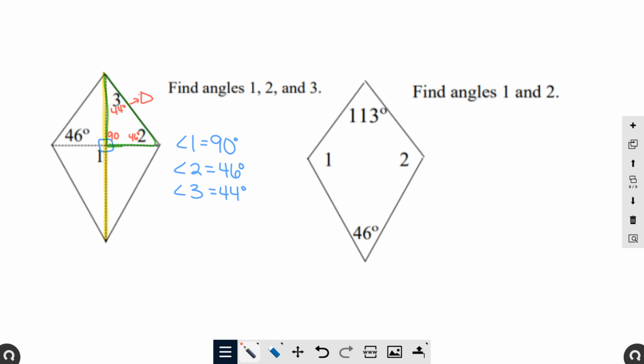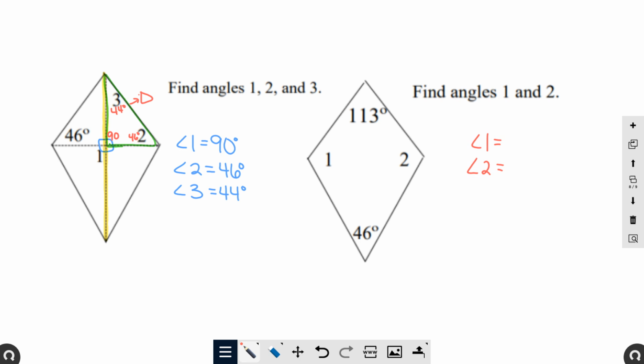Okay. Now, in our next picture, it's a kite, but we don't have the line of symmetry. So if you put a line of symmetry in, would it go horizontal or vertical? Vertical. So what does that mean about angles 1 and 2? They're the same. They should be equal to each other. So whatever you put for 1, you put for 2.